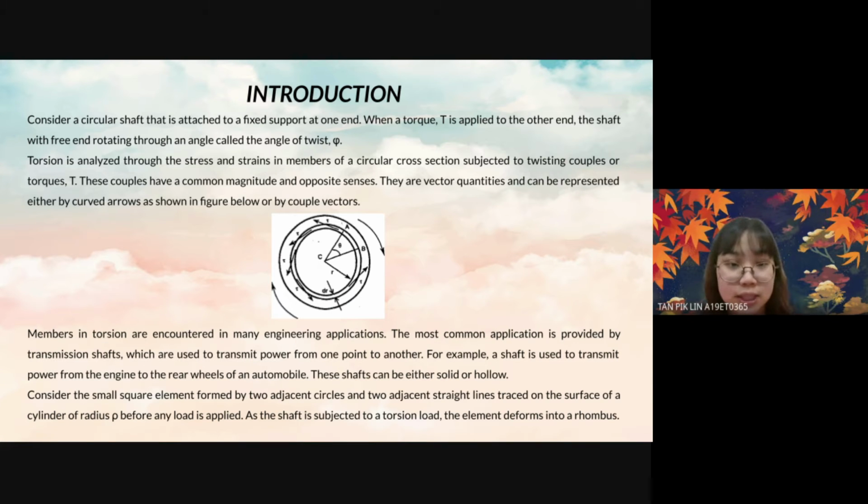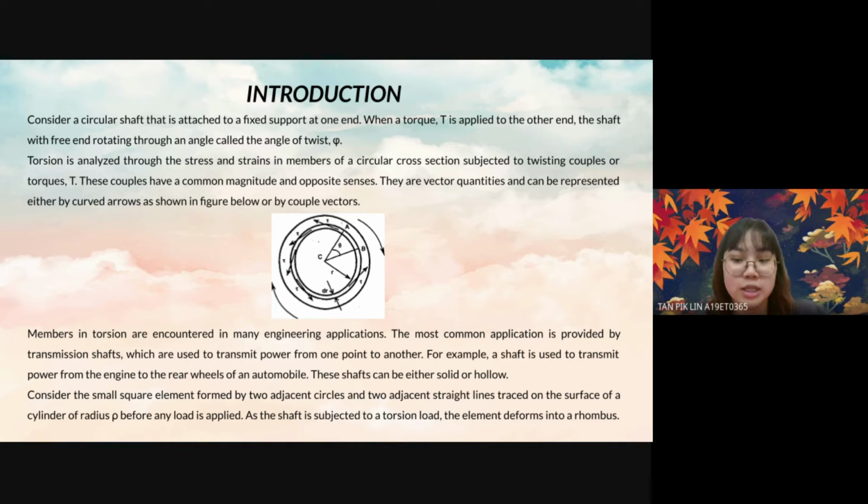So this is the introduction for this torsion of bar. Consider a circular shaft that is attached to a fixed support at one end. When a torque is applied to the other end, the shaft will be free to rotate through an angle called the angle of twist. Torsion is analyzed through the stress and strain in members of circular cross-section subjected to twisting couples or torque. These couples have a common magnitude and opposite senses. They are vector quantities and can be represented either by curved arrows as shown in this figure or by couple vectors.